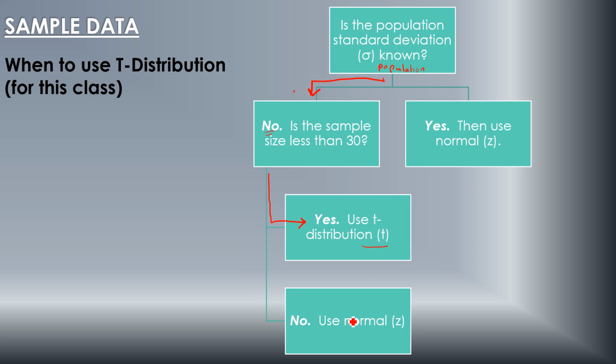If no, then we can approximate with the normal distribution, or z. Now, what changes for this?